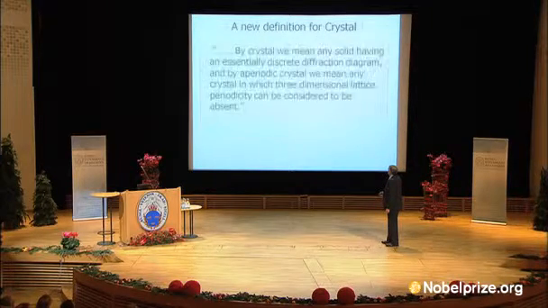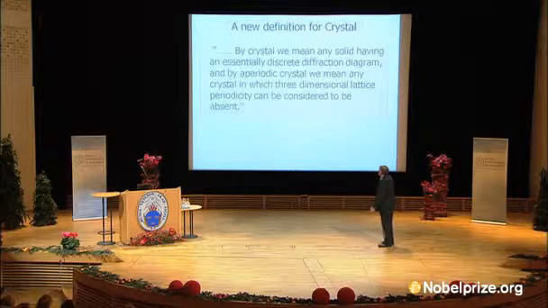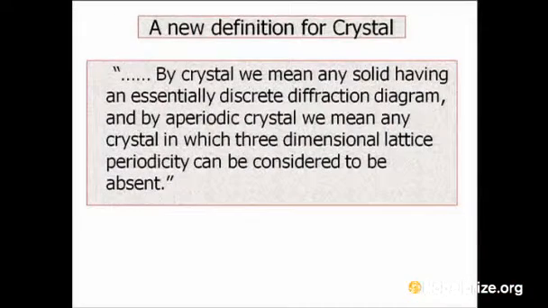And then came up a new definition of a crystal. And this definition came in 1992. And look at this beautiful definition. It says the following. By crystal, we mean any solid having an essentially discrete diffraction diagram. And by aperiodic crystal, we mean any crystal in which 3-dimensional lattice periodicity can be considered to be absent.